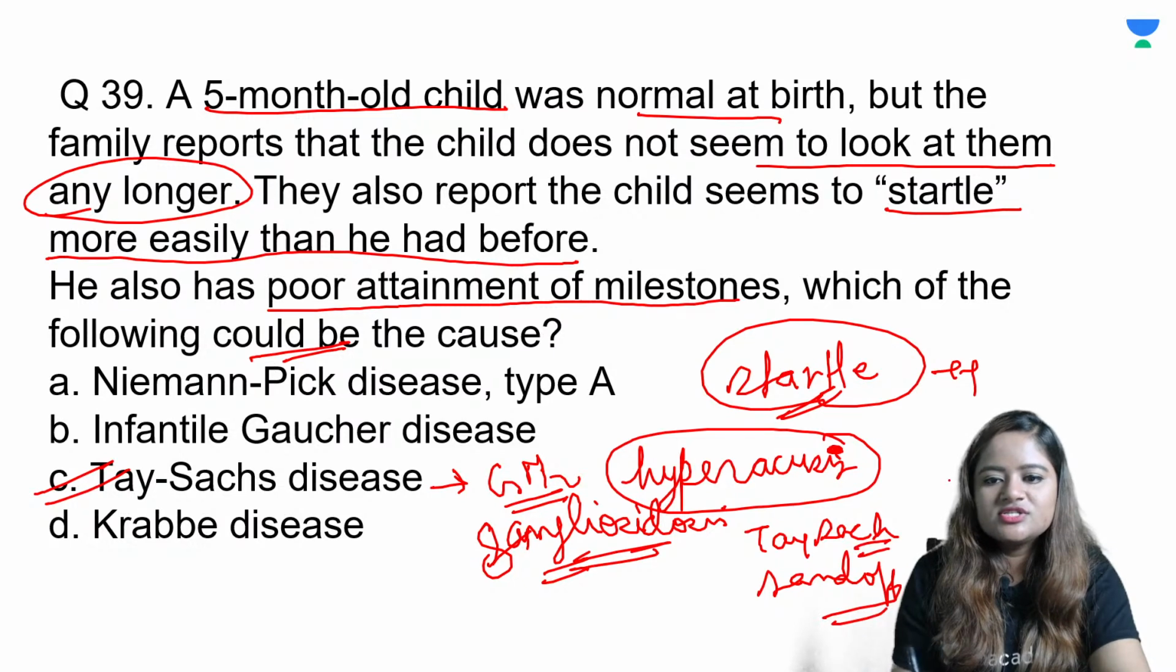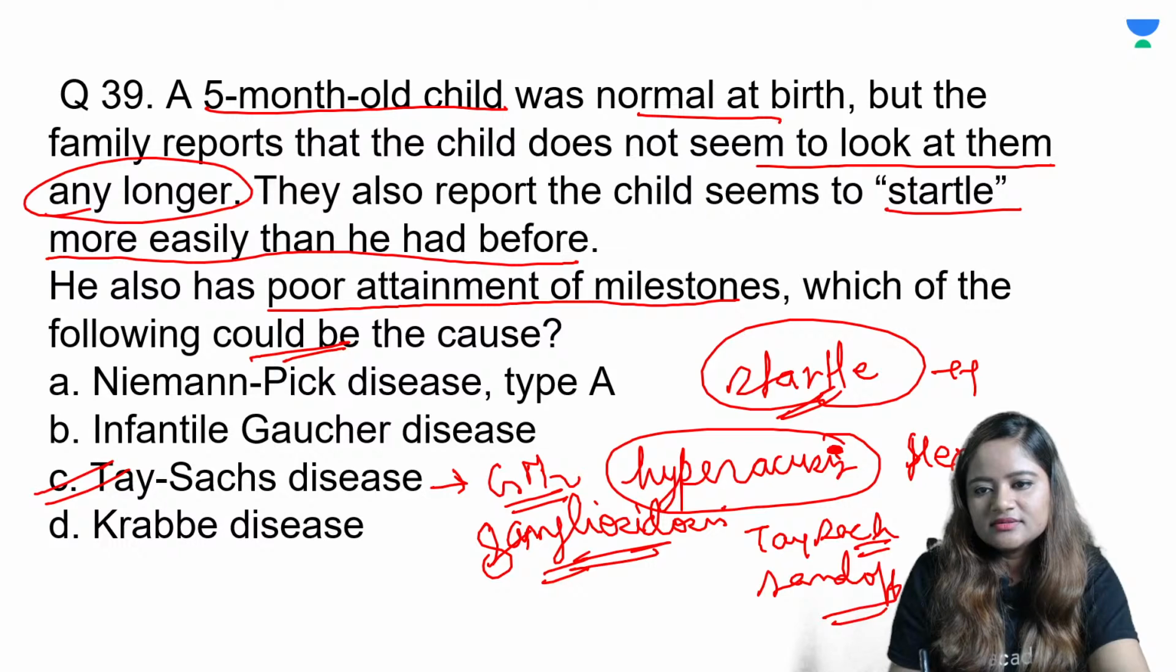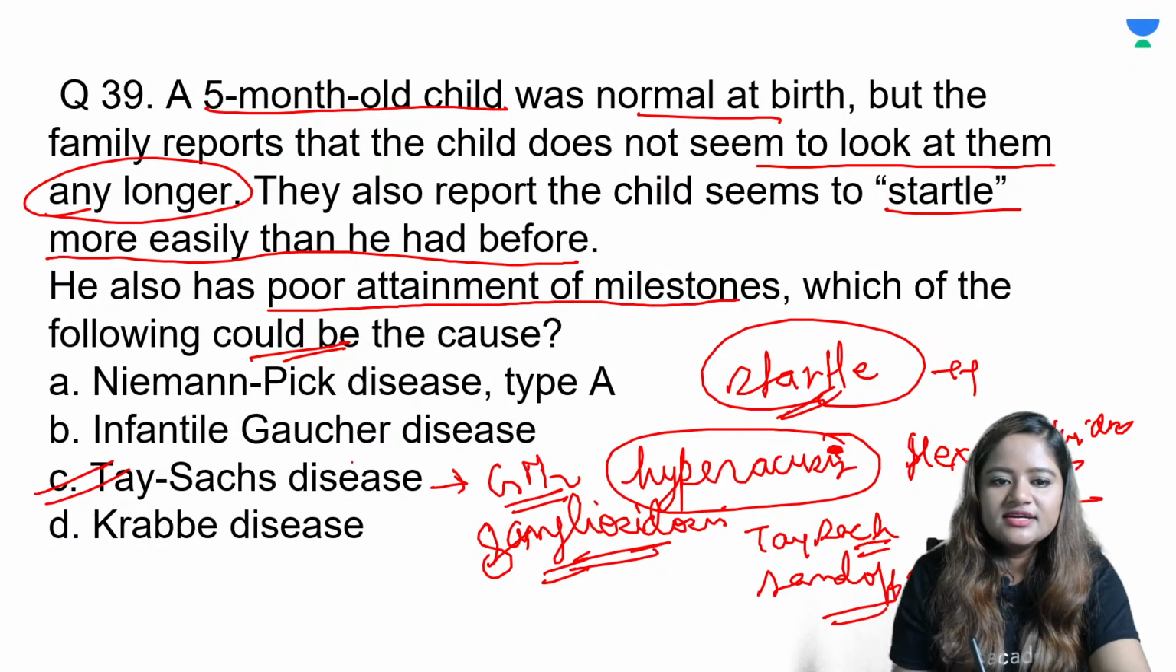Tay-Sachs is caused due to hexosaminidase A deficiency, and Sandhoff has both A and B. Okay. So this is one question again which keeps coming. In Tay-Sachs disease, you get very important things.